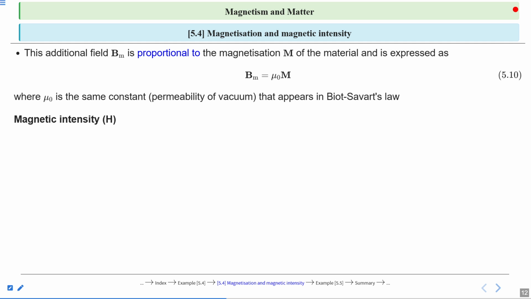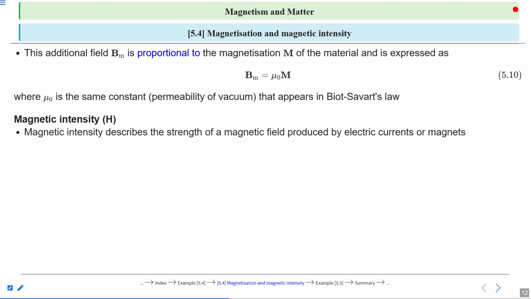Okay, now magnetic intensity. Two important things that we are going to discuss. One is magnetization, which we have discussed. Now another term is being introduced, magnetic intensity H. So what is this? Magnetic intensity describes the strength of the magnetic field produced by electric currents or magnets.